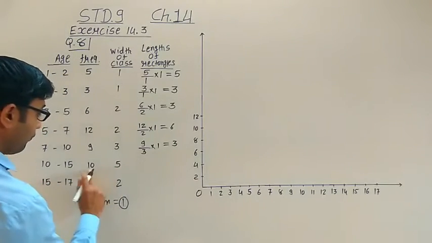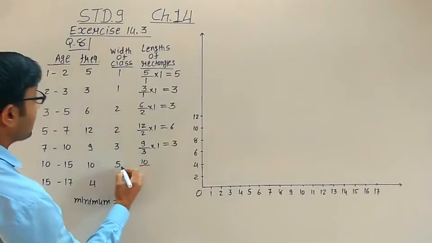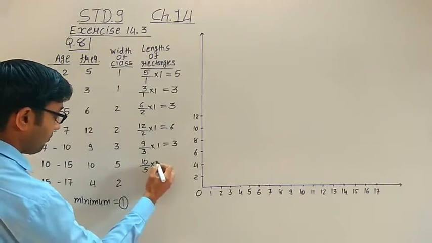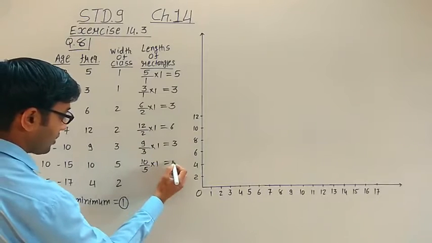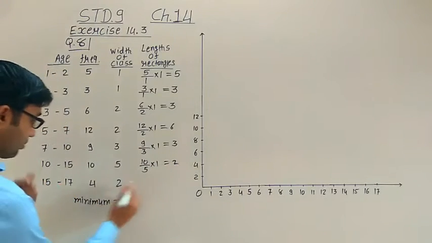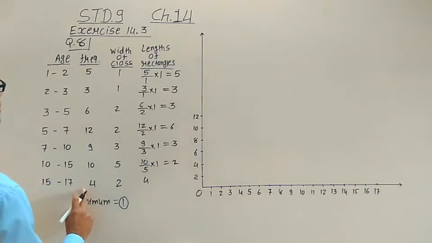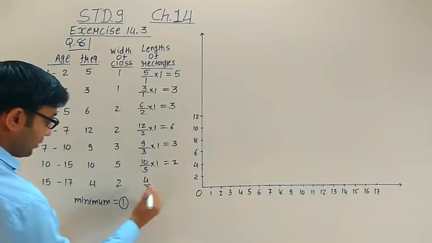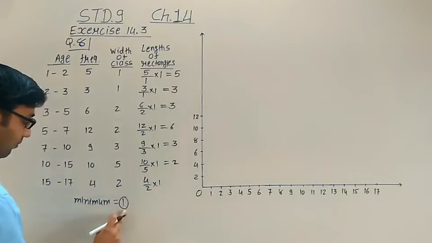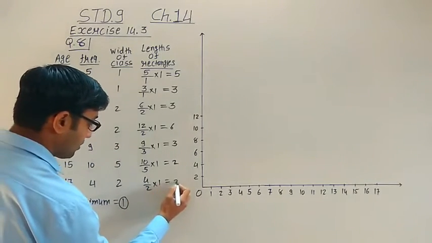Same thing here, we have frequency 10, class width is 5 and minimum class width is 1. So here we get the answer 5 into 10, so 2 will be the answer. And here also 4 is the frequency. If class width is 2, divide by 2, multiply with minimum class width. So here we get the answer again.